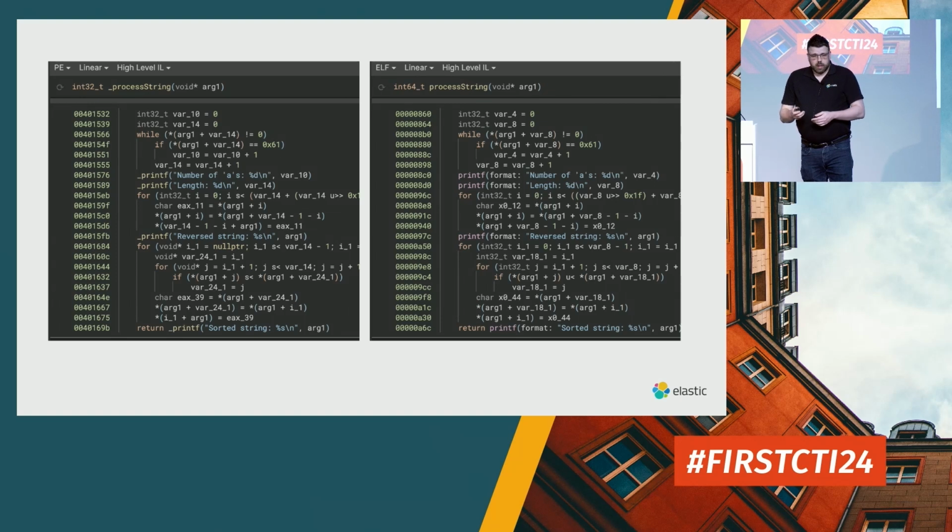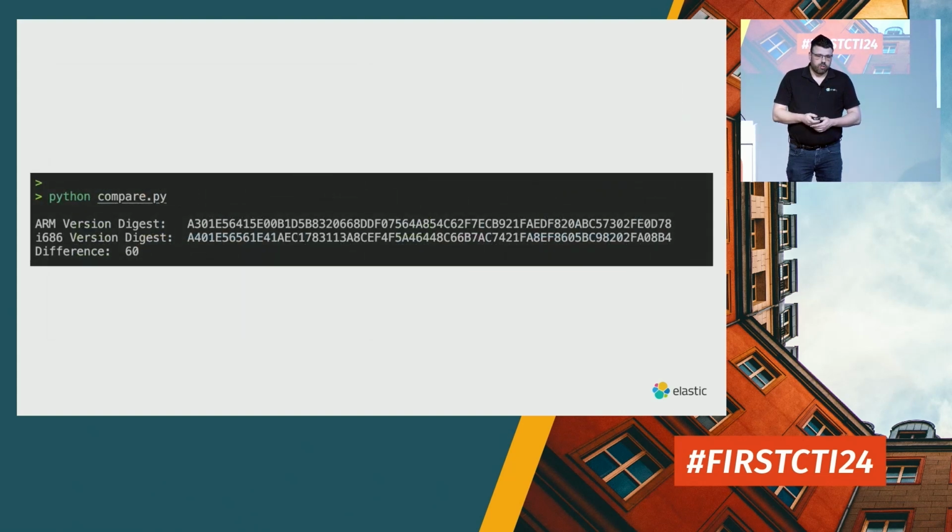Now, what I did next is I put in this intermediate language, I calculated some TLSH hashes over it, and I saw that the difference is a factor of 60. Remember what I told you? 80 means that it's very, very similar. This is 60, which means that it's very, very, very, very similar. And now my problem was solved.